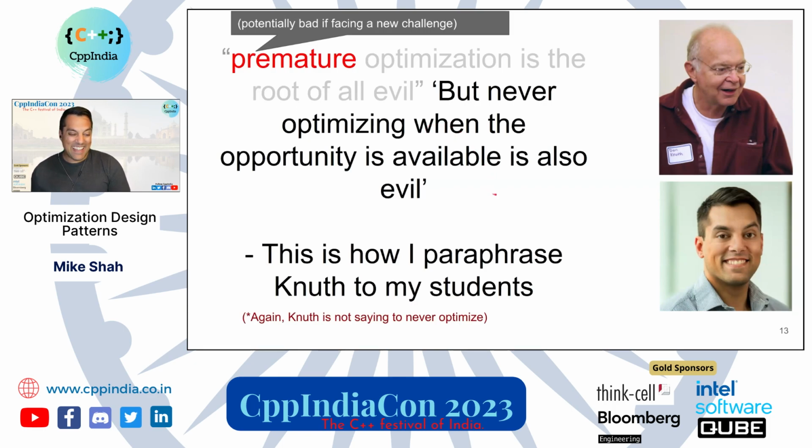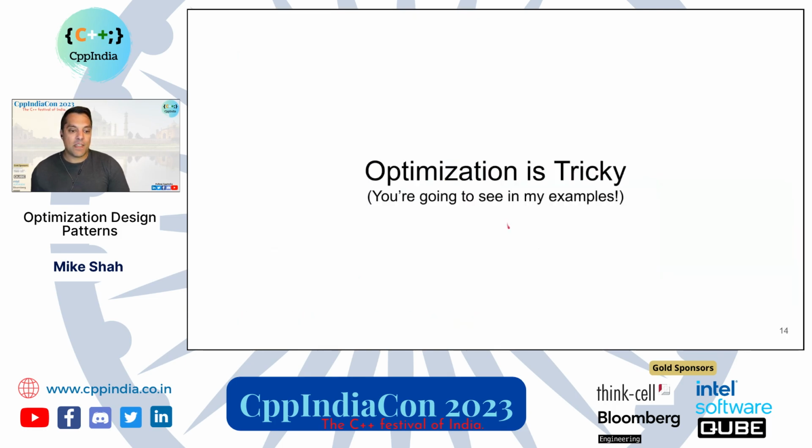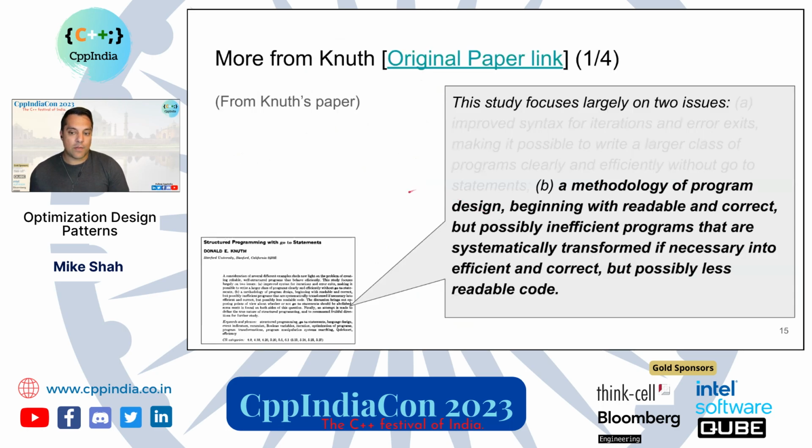So with that said, again, Knuth is never saying never to optimize, just to optimize responsibly and make sure that we find the right pieces to optimize in our code. So what we're going to find out is optimization can be a little bit of a tricky story. So I'm going to give some examples of this, and again, some strategies that we can employ in our code to hopefully give you some patterns or things to look out for.